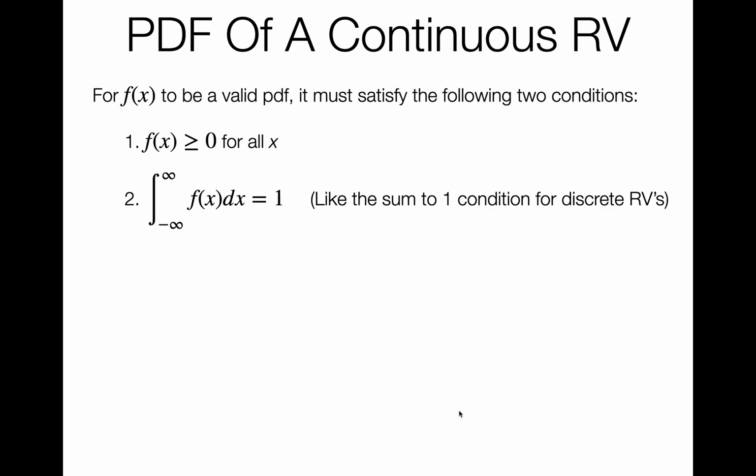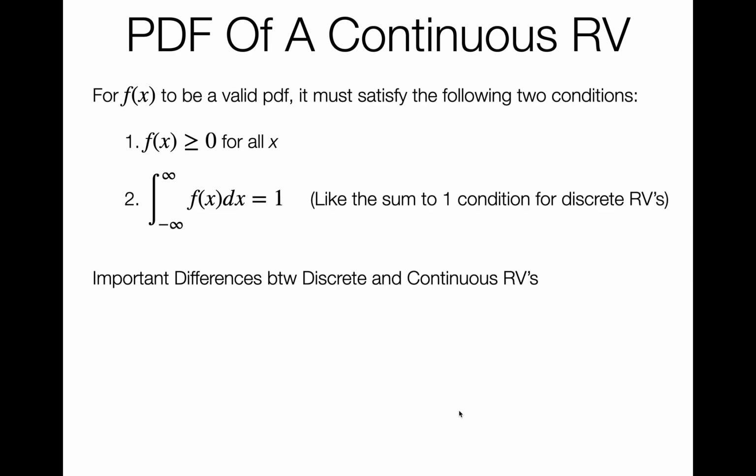Negative infinity to infinity encapsulates everything for a continuous random variable. Sometimes it may not be plausible that x values could be infinite, but that just means that the probability there is equal to 0, and so it doesn't matter. Anyway, these are the two conditions that we need to satisfy, and we'll have practice satisfying these conditions.